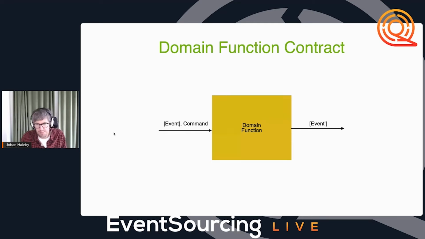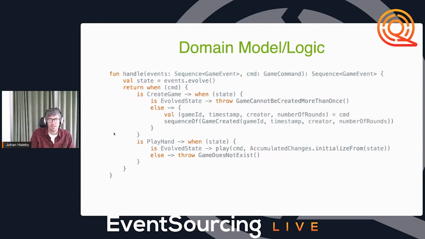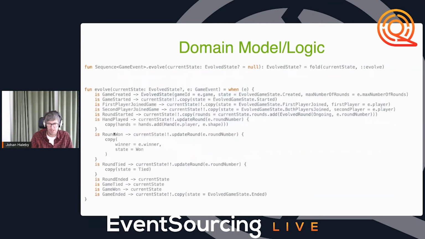Okay, so how can we implement it? Here's one example, and this is using a bit of a functional approach. But if you know Kotlin already, I think this will still be recognizable to most people. What we do first is that for this sequence of past events that we have, we evolve them so that we get the current state. I should explain the evolve method first.